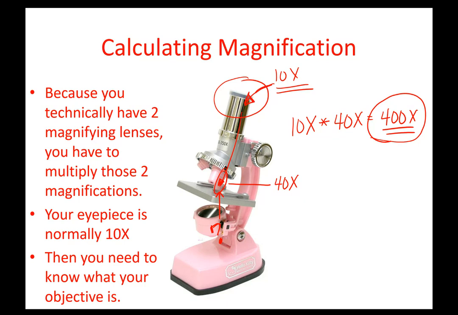If I change the objective down here to 10x instead of 40, then you would do 10x times 10x equals, what's 10 times 10? 100x. It's 100 times bigger than what your naked eye can see.